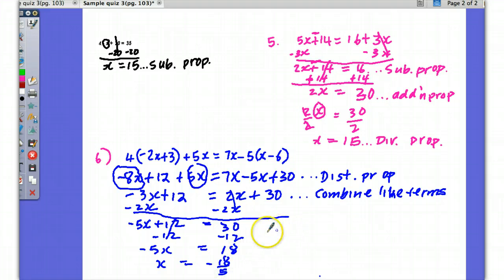So these are the steps. In order to get from here to here, I had to subtract. So this is the subtraction property. And to get from here to the end, I use a division property.